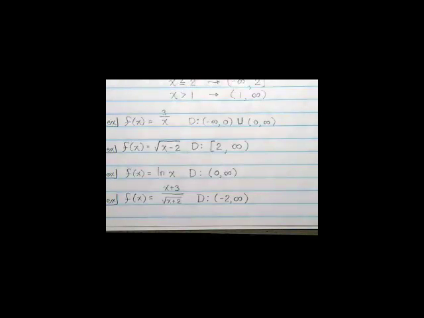How come it can't? I thought it could be negative 2. It can't be negative 2. So why is it not? Because parenthesis means you don't include the number. If it was a bracket, you would include it.